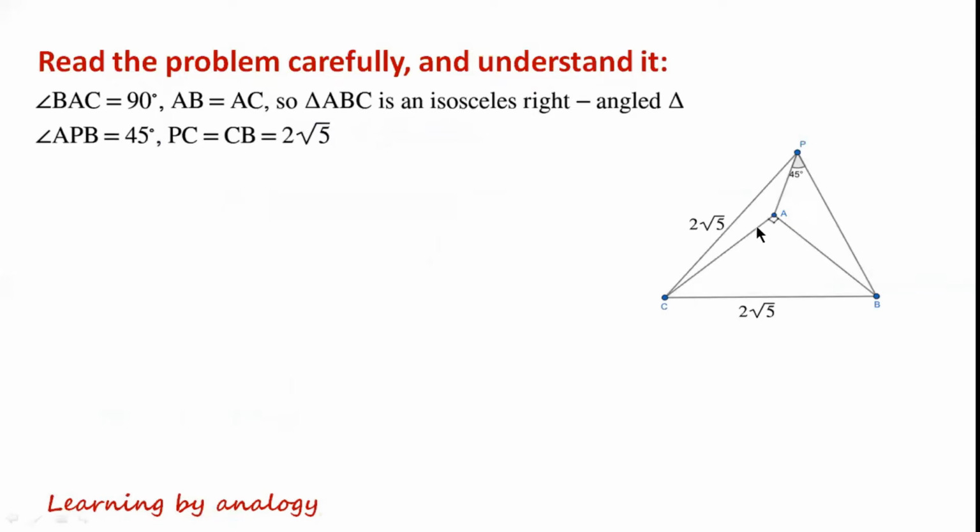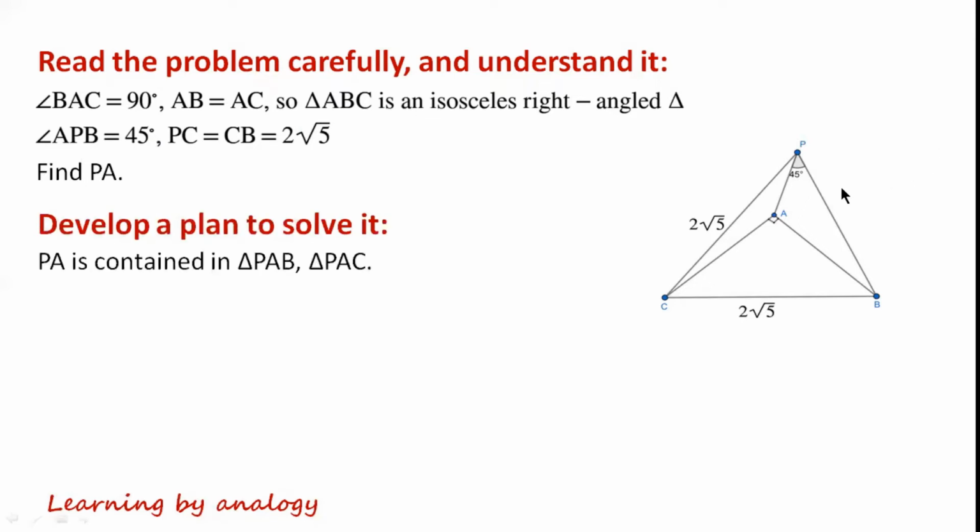Angle BAC equals 90 degrees. AB equals AC. So triangle ABC is an isosceles right-angled triangle. Angle APB equals 45 degrees. PC equals CB equals 2√5. Find PA.